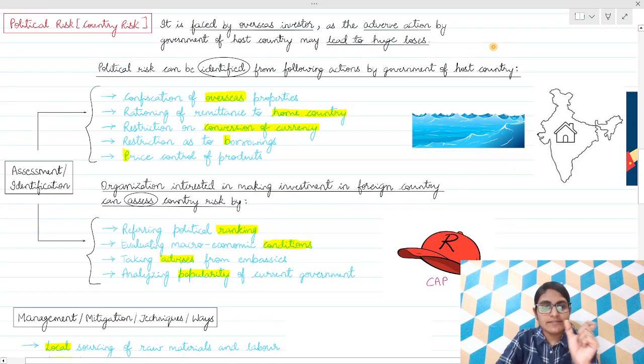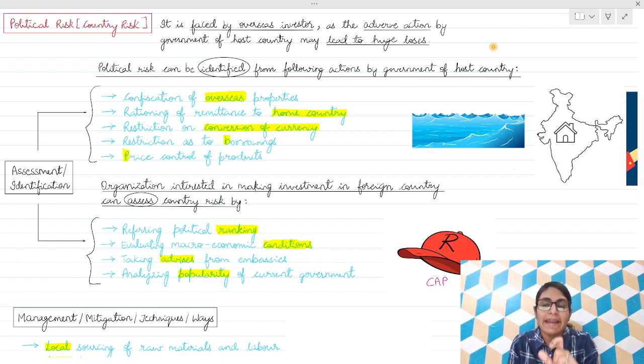Now, assessment or identification. In this also we are going to study two things. That is, political risk can be identified from following actions by government of host country. So what are the actions the government is doing? How can we identify those?